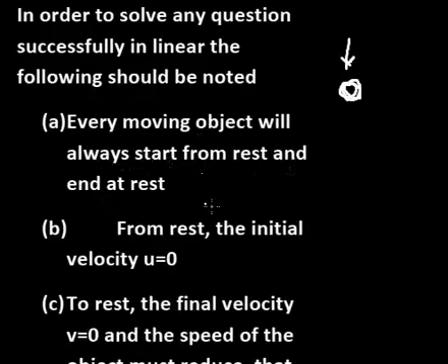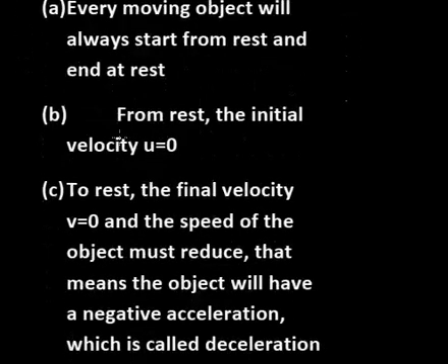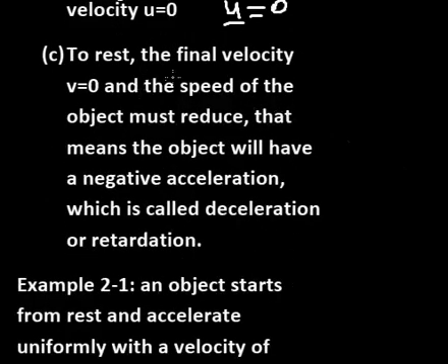Now, if you are considering that the object is starting from rest, please take note that in your calculation, you should always equate your initial velocity to zero. From rest, the initial velocity of every object is equal to zero. Now, if this object is already moving and then comes to rest, the final velocity is equal to what? Zero. And the speed of the object must reduce, which simply means that if an object is coming to a stop, it will start slowing down.